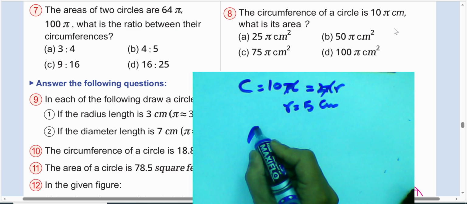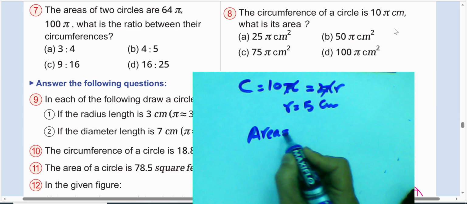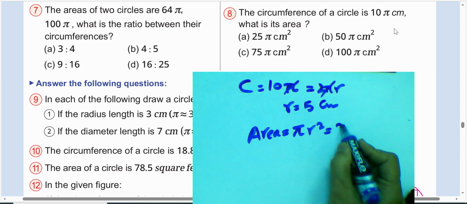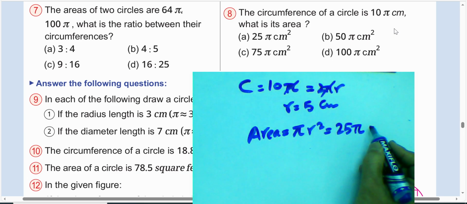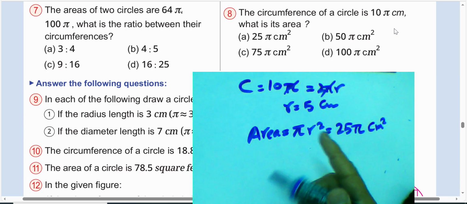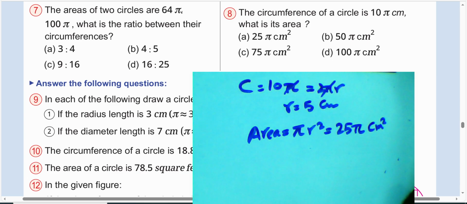Now we can find the area. The area equals pi r power 2. R is 5, 5 power 2 is 25. Then we have 25 pi square centimeters. 25 pi square centimeters. It shows letter E.